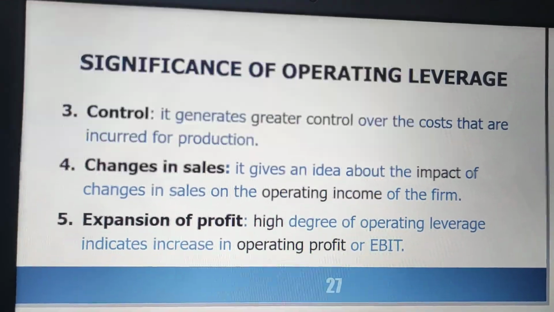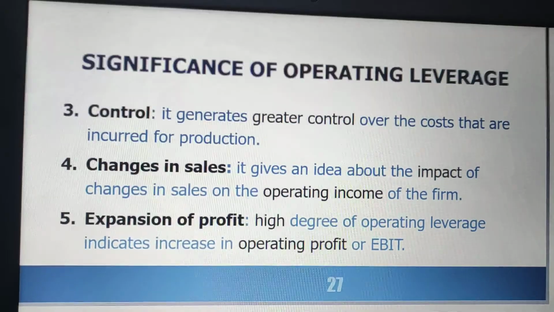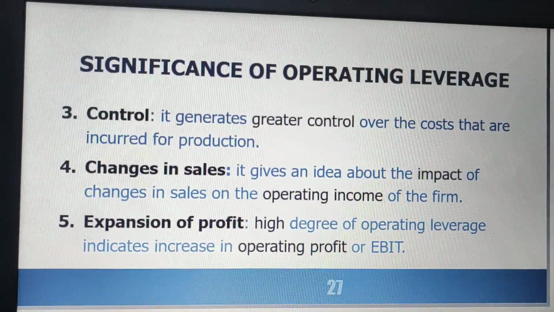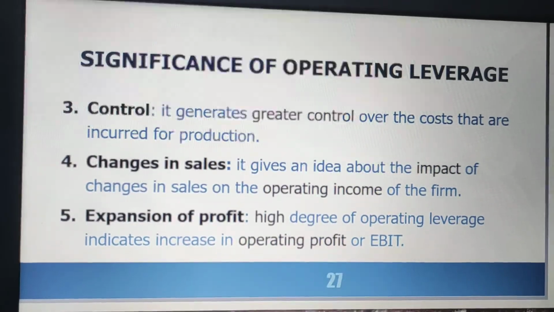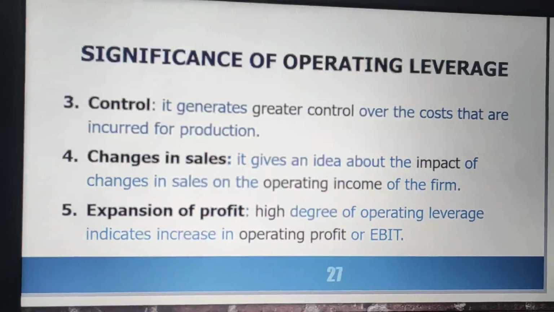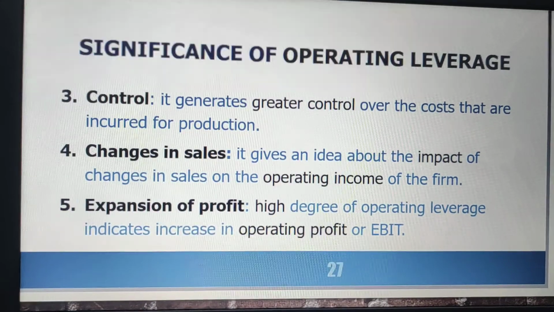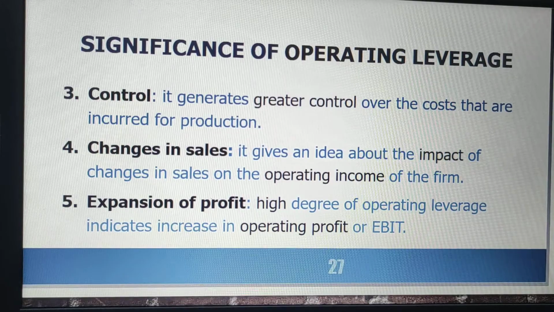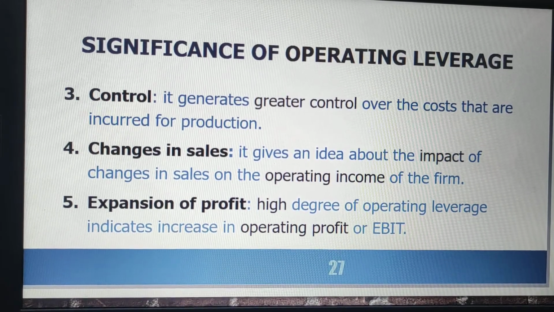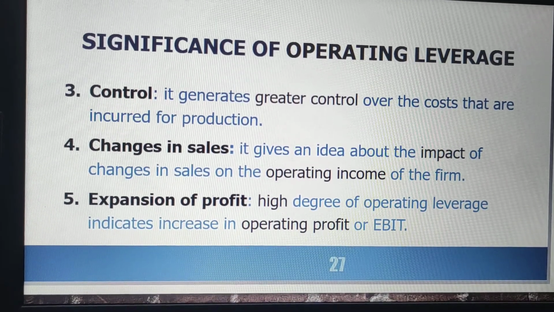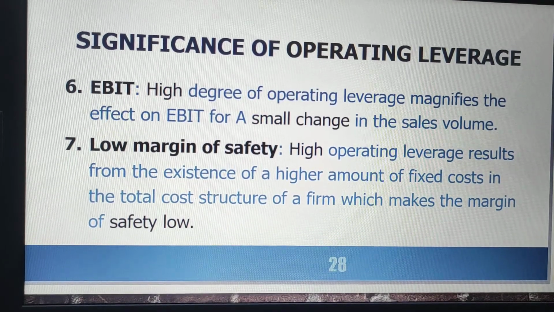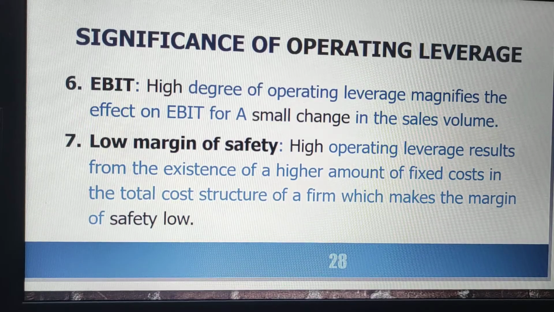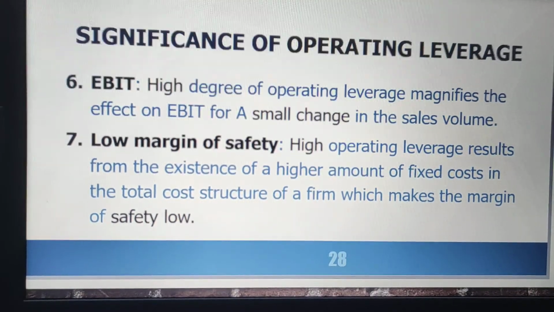Now it provides control. It generally gives greater control over the costs that are incurred for production and over changes in sales. It gives an idea about the impact of changes in sales on the operating income of the firm. Next is expansion of profit. A higher degree of operating leverage indicates an increase in operating profit or EBIT. A higher degree of operating leverage magnifies the effect on EBIT for a small change in sales volume.